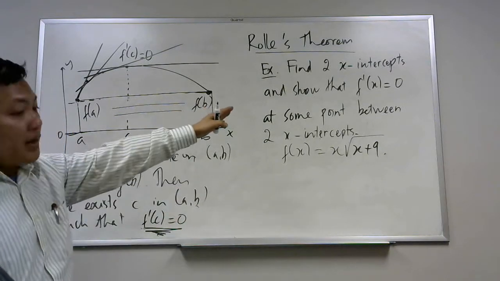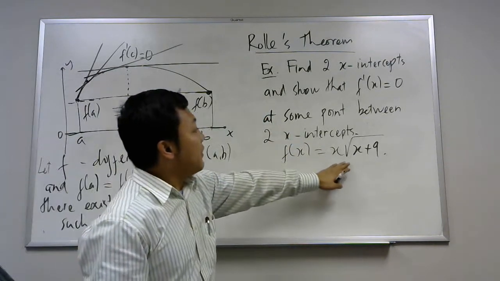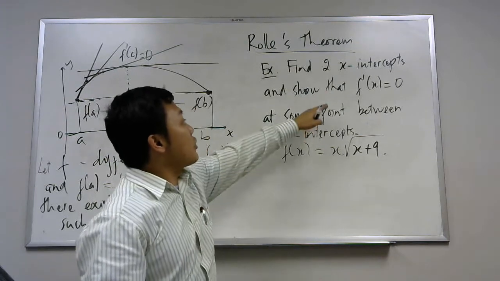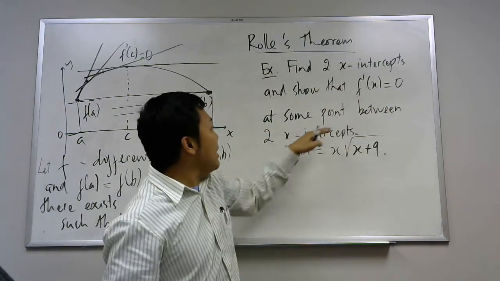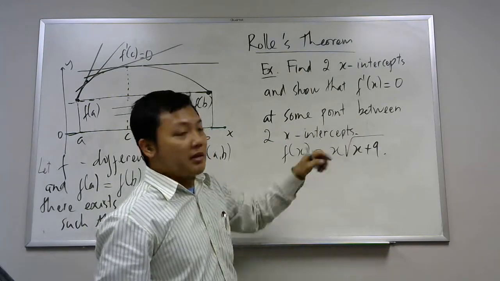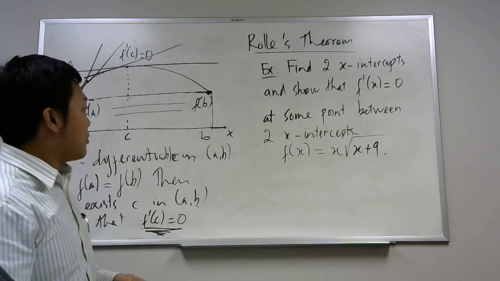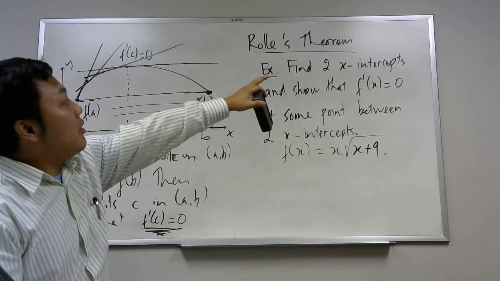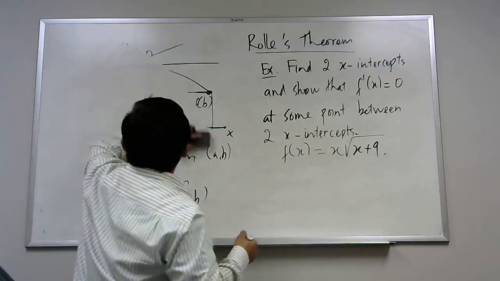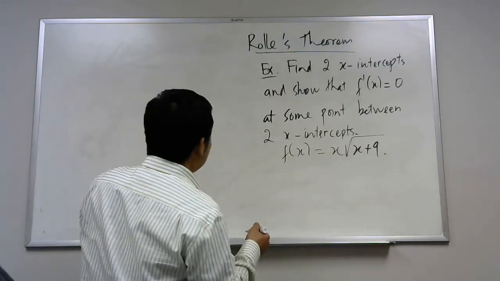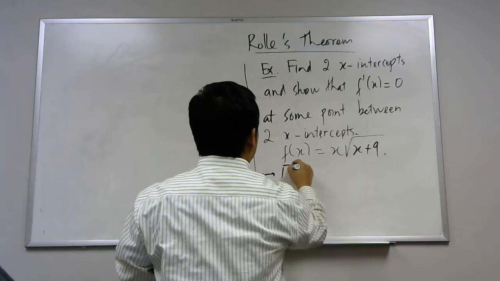So let's consider this example. We have some function here, and we need to show that f derivative equals 0 at some point in between two x-intercepts. I will explain later after this solution, but let's find all x-intercepts of this function first. So I will write here: find x-intercepts.